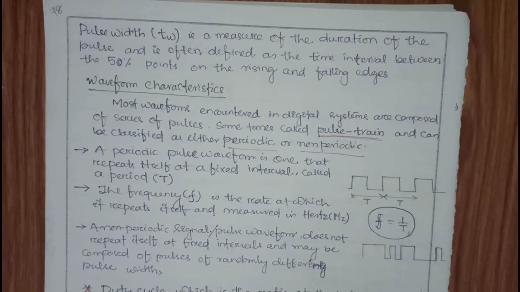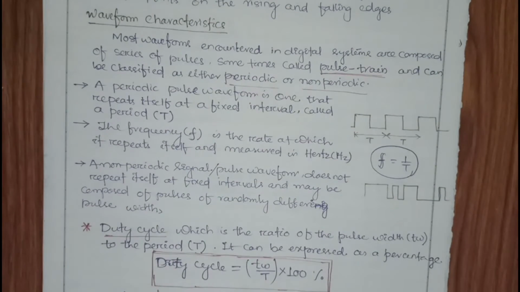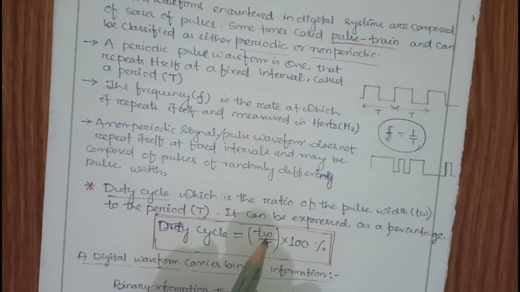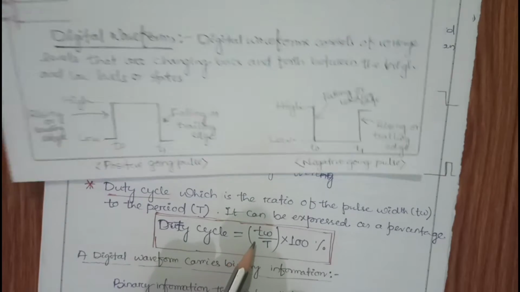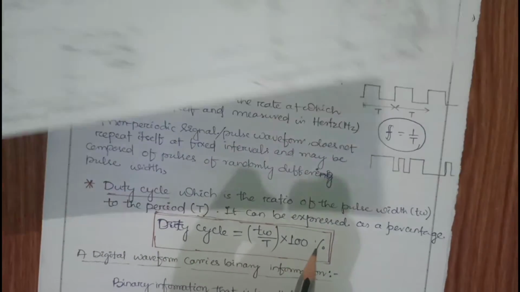Now what is waveform characteristic? From seeing a waveform we can tell its characteristics, meaning the frequency of that waveform, the time period of the waveform, or the duty cycle of the waveform. Duty cycle is nothing but the width of the pulse divided by the total time period of the pulse.